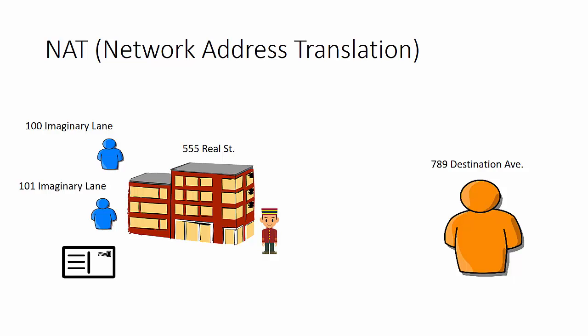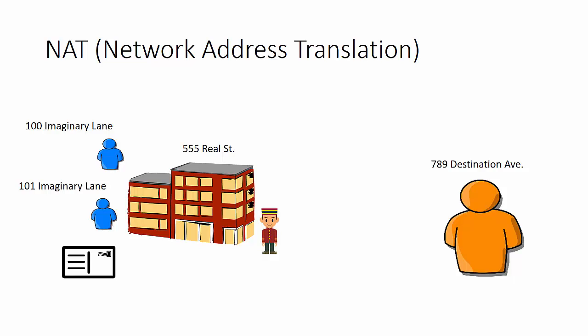So how NAT actually works is a little complicated, and I don't want to get bogged down in details. So what I'm going to do is give you an analogy using physical addresses that will give you an understanding of how it basically works. Let's say we have an apartment building, and that apartment building has a physical address known as 555 Real Street. That's its real physical address in our world.